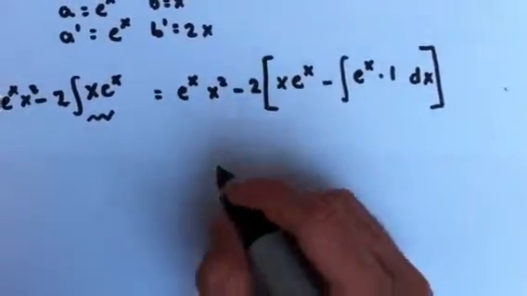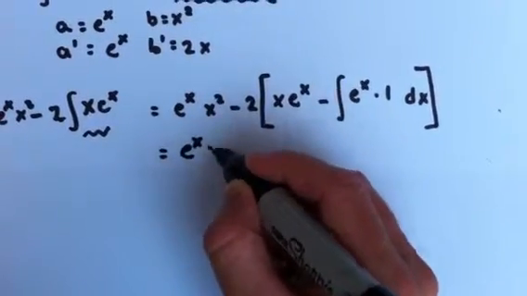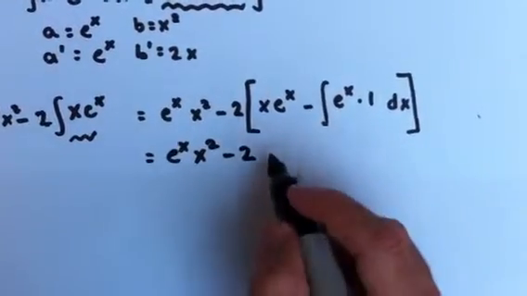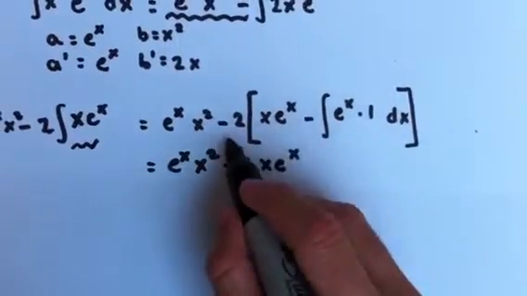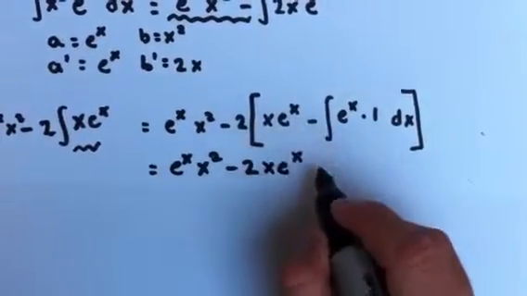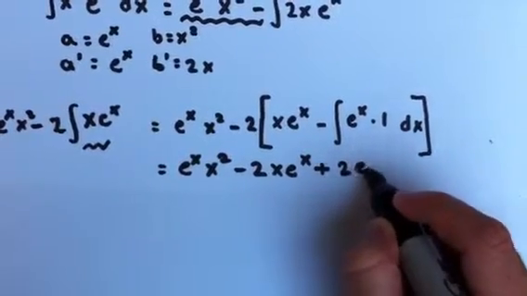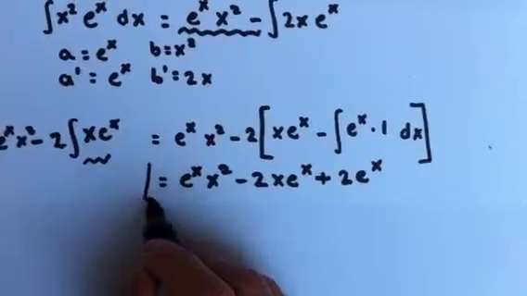So if we integrate this and distribute everything, we're going to have an e to the x times x squared minus 2 times, well, this is going to be x e to the x, and then if we're subtracting this, we're going to actually end up with a plus 2 e to the x. And so this should be our answer.